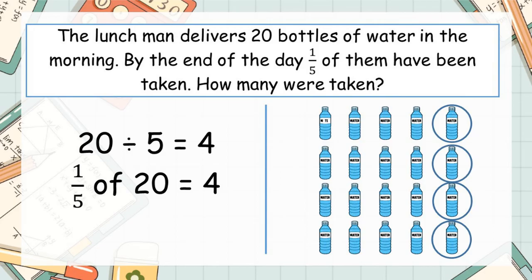The other way we could have done it is by drawing a picture. If we drew out the 20 water bottles, and we know that every 1 in 5 bottles have been taken, we count up 1, 2, 3, 4, 5 and cross out one of them. We keep doing that until there's no water bottles left. And we would have got the same answer. 4 water bottles have been taken.